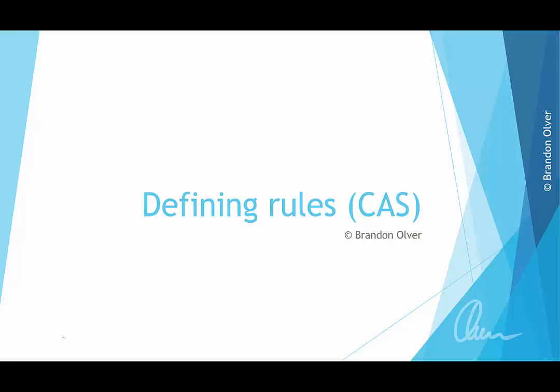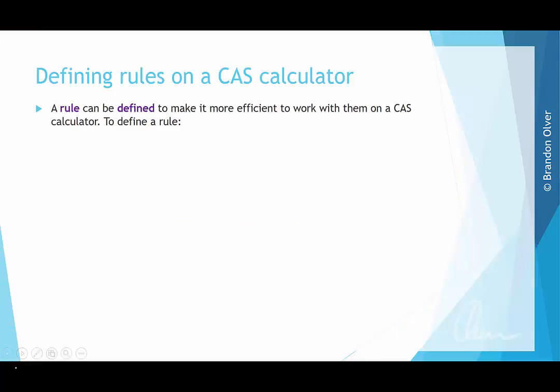In this video, we're going to look at defining rules on the CAS calculator. A rule can be defined to make it more efficient to work with them using a CAS calculator. To define a rule, start by typing the rule into the main menu. Highlight the rule and then go Interactive and Define.